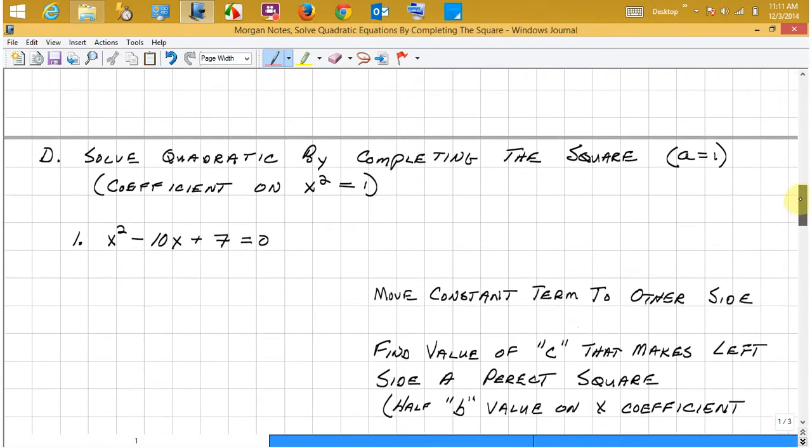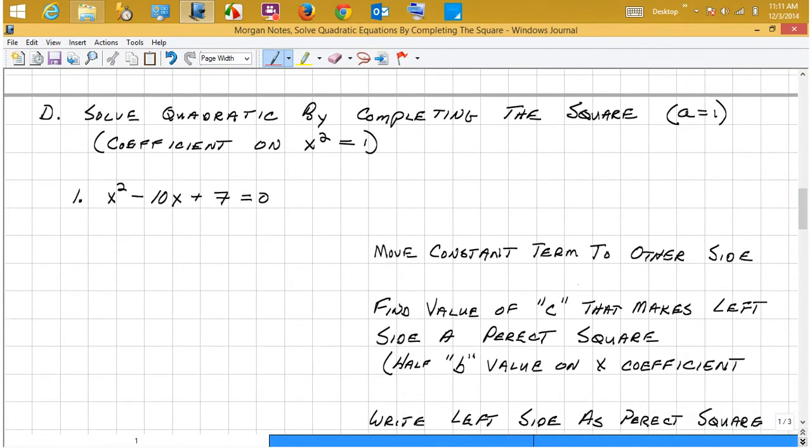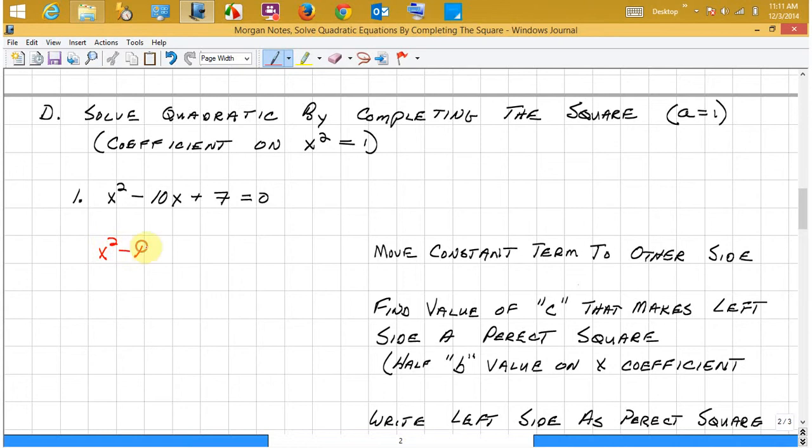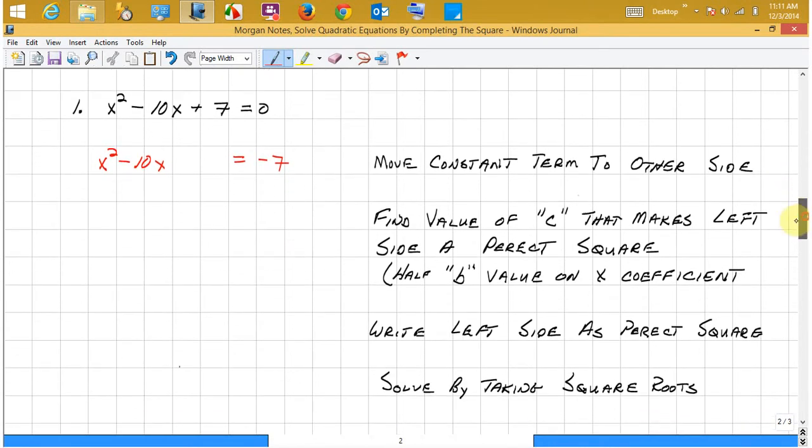So now let's actually use this technique of completing the square to solve a quadratic. And here are the steps that we're going to do. We want to make room so we can form a perfect square on this equation. Now, look, it cannot be factored, so I have to find some other way to solve it. Completing the square will work. The first step is to take that 7 and move it to the other side.